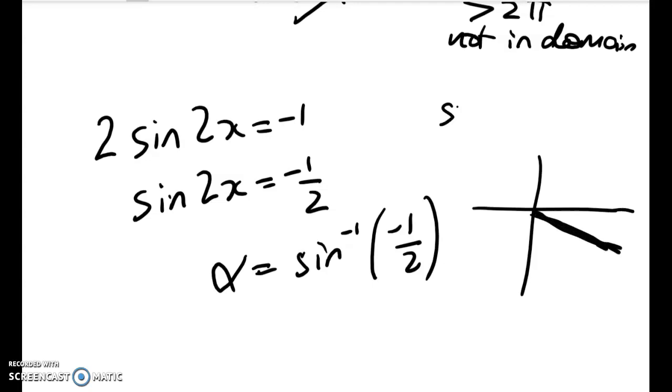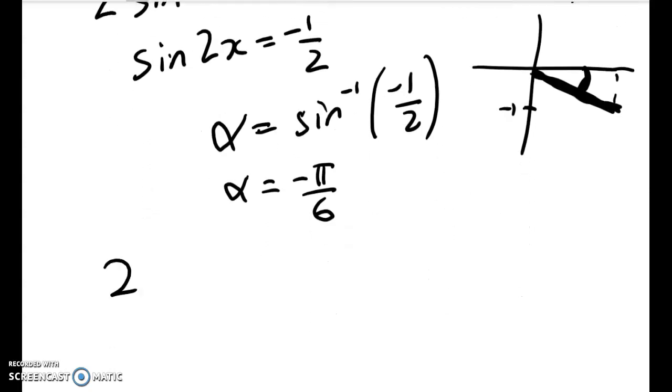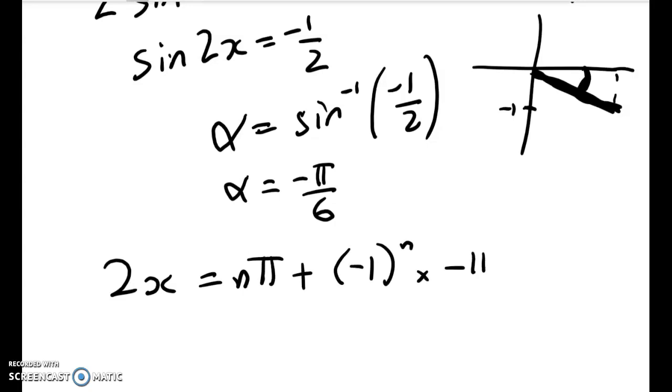Remember, the definition of sine of x is the vertical component over the hypotenuse. So in here, we're looking at this angle here. This distance here, this point here is negative 1. The length of this line is 2. So alpha is equal to negative pi on 6. That gives me my general solution of 2x is equal to n pi plus negative 1 to the power of n times negative pi on 6.